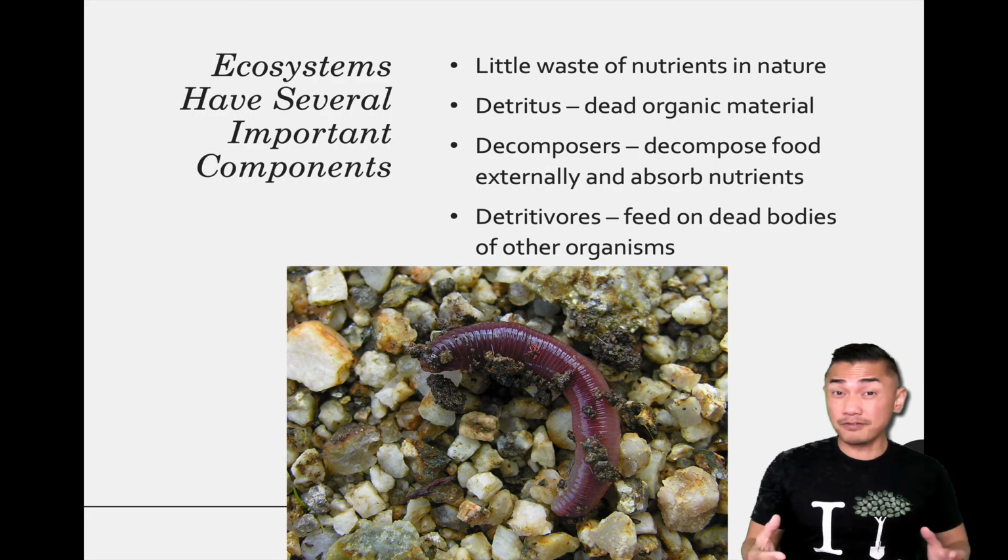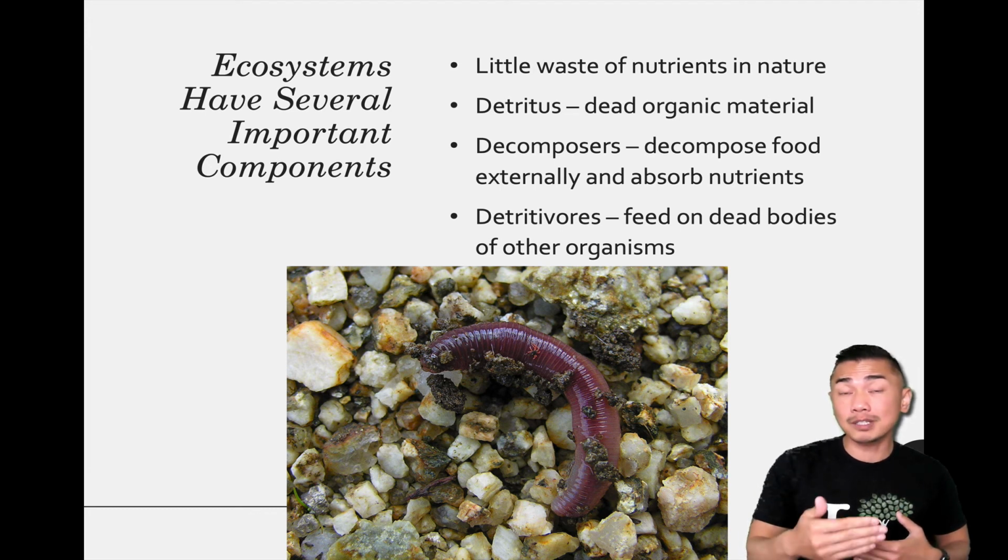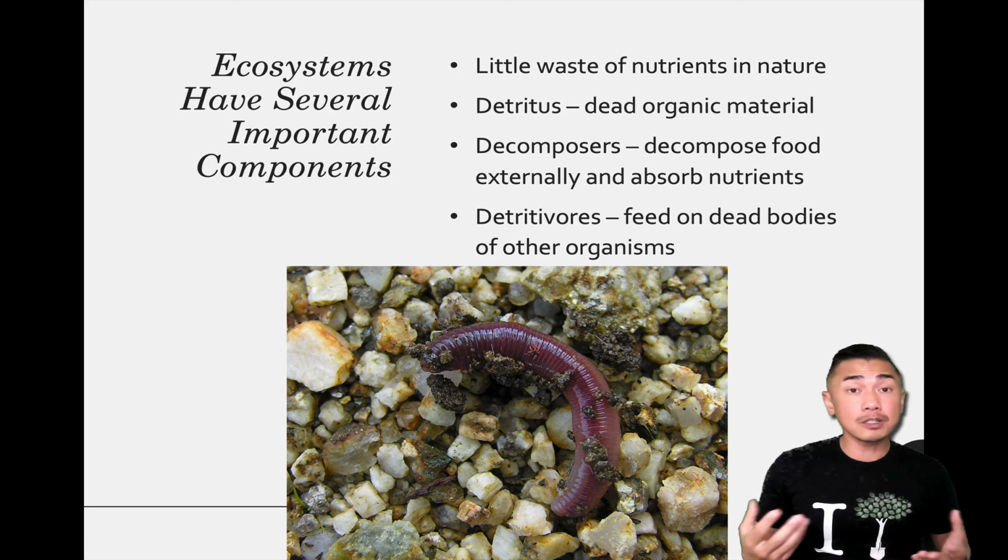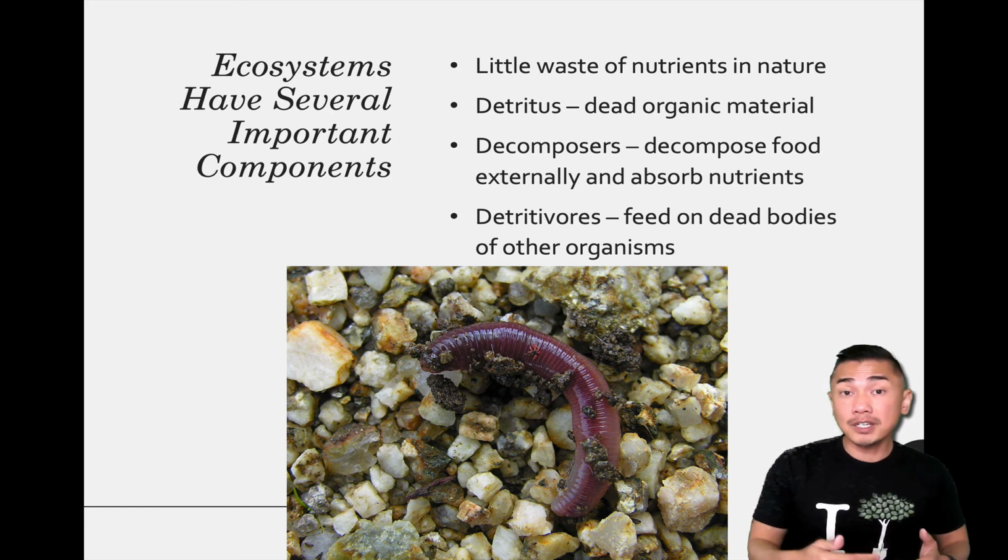Nature is very efficient, and there is very little waste of nutrients. Anything dead, decaying, and organic in nature is called detritus. And there are two types of organisms that depend on detritus for their nutrients. There are decomposers that break their food down externally, or outside their bodies, and absorb the nutrients. And then there are detritivores that feed on dead bodies. They eat their food.